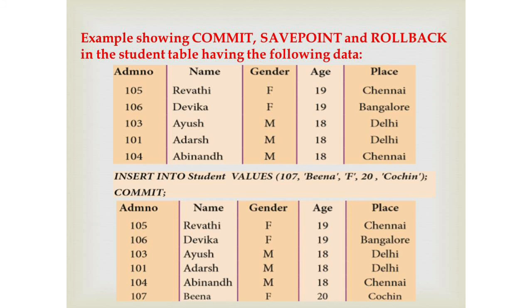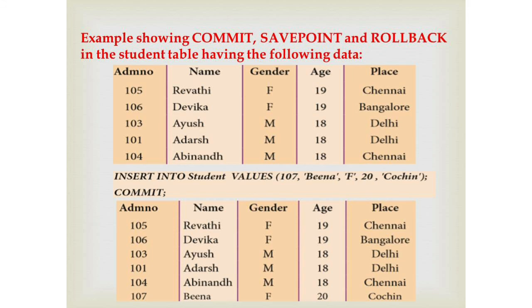For that you are using the insert keyword. Insert command: insert into the table name student values. What are the values? Admission number 107, Beena, F for gender, 28, then Kochi, place. Okay, Kochi. That's it. After inserting, you have used commit.